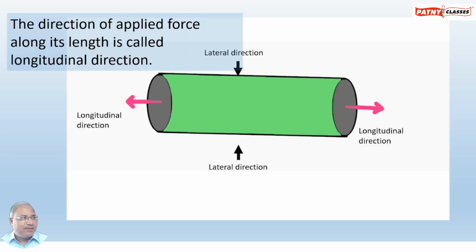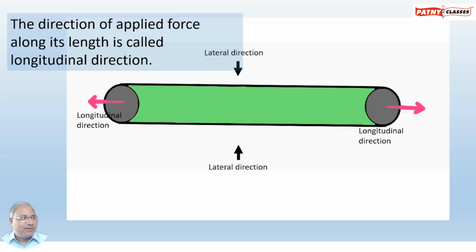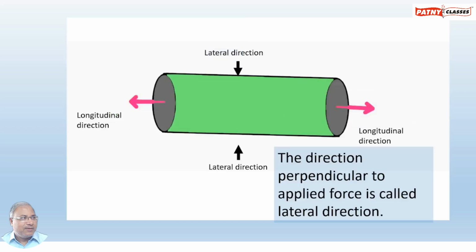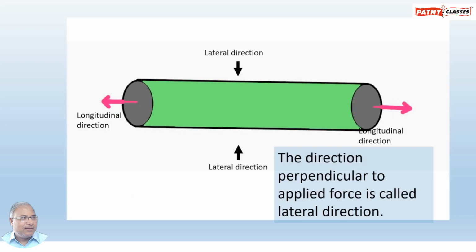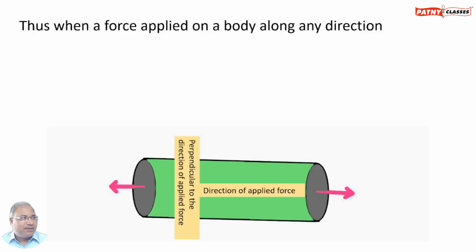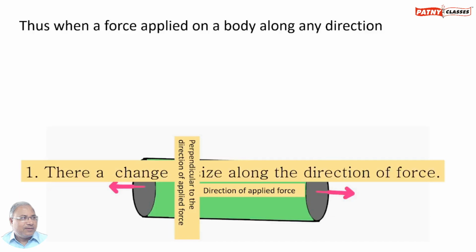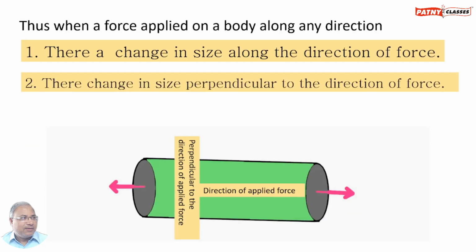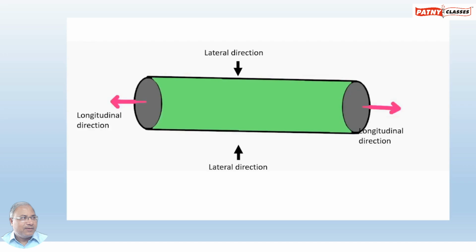The direction of applied force along its length is called the longitudinal direction. The direction perpendicular to the applied force is called the lateral direction. Thus, when a force is applied on a body along any direction, there is a change in size along the direction of applied force. There is also a change in size perpendicular to the direction of applied force.